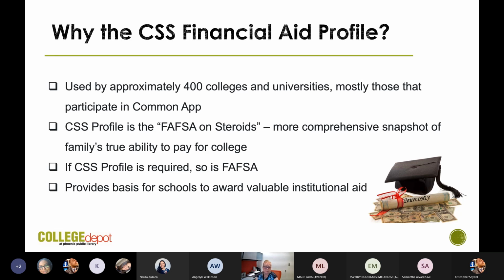The CSS financial aid profile goes one step further than the FAFSA, though, in providing a basis for schools to award you their very valuable institutional aid. Because if, let's say, Stanford is going to give you a full ride scholarship, they want to make sure that you are not Bill Gates' daughter or son. I usually use him as an example because I know he doesn't need any financial aid. Going on, please.